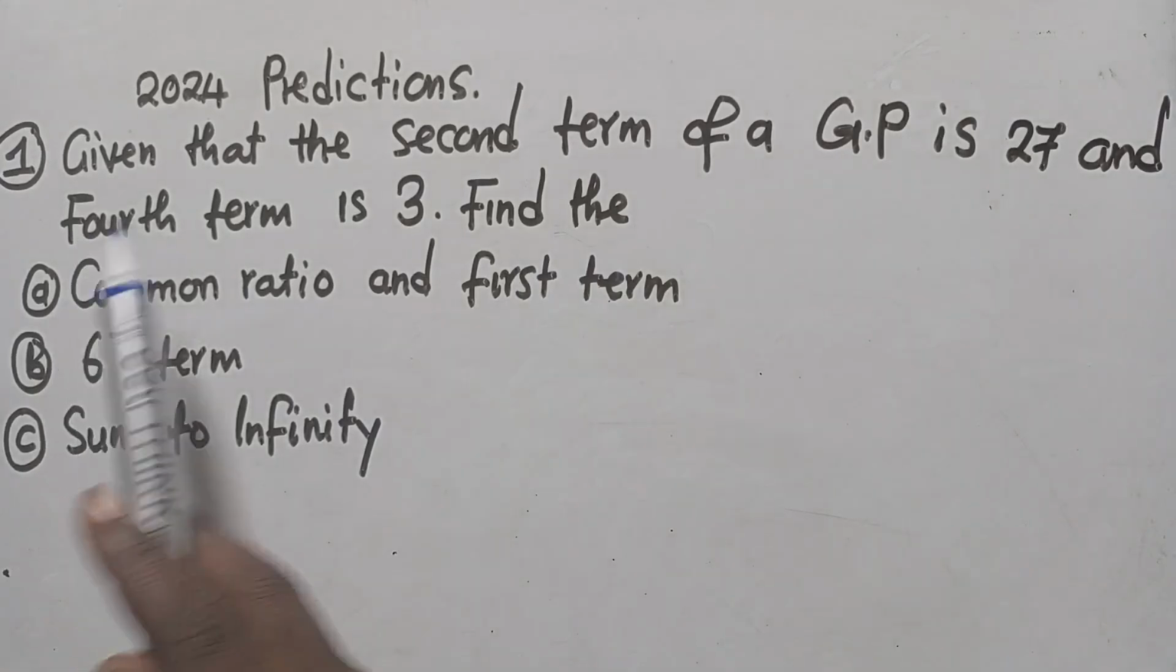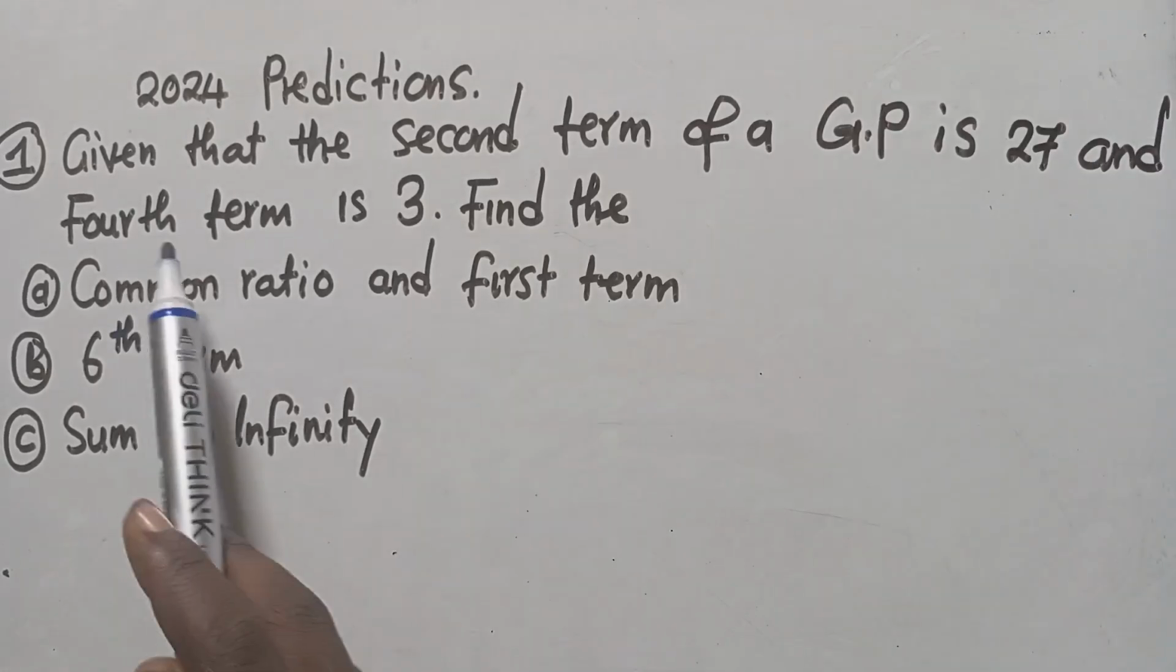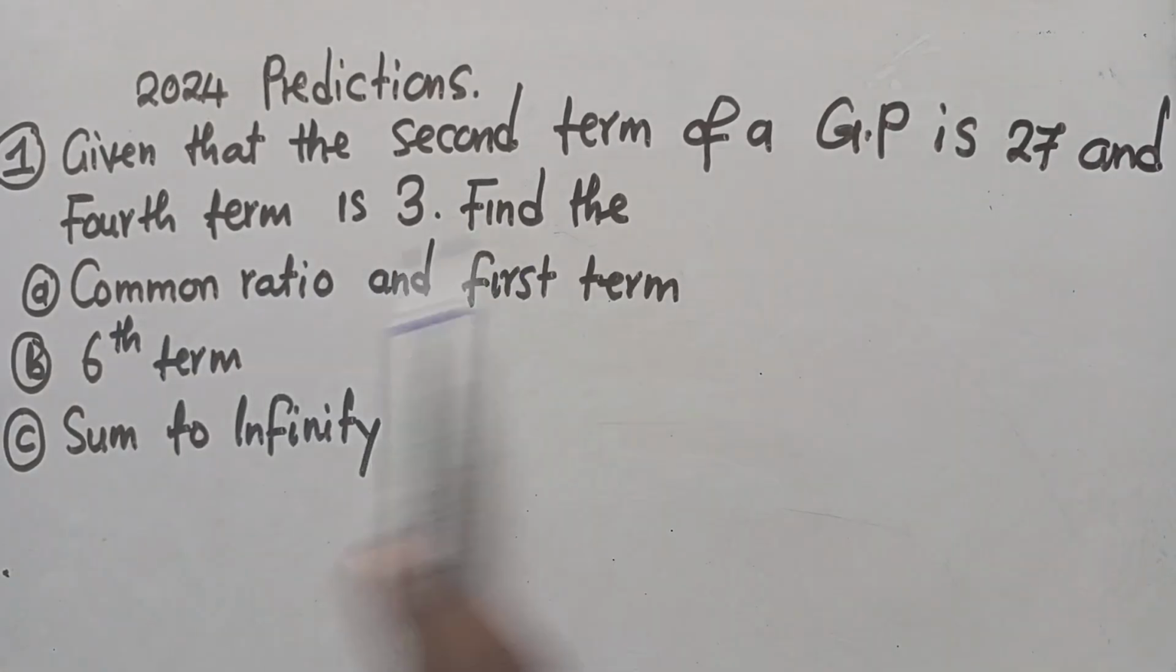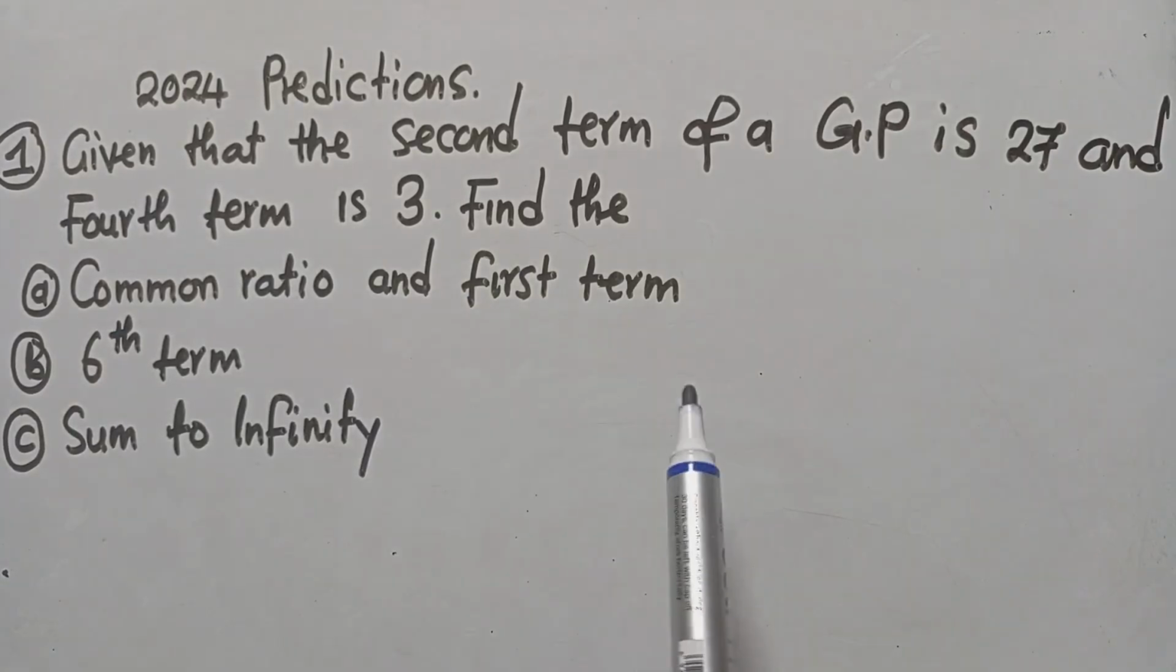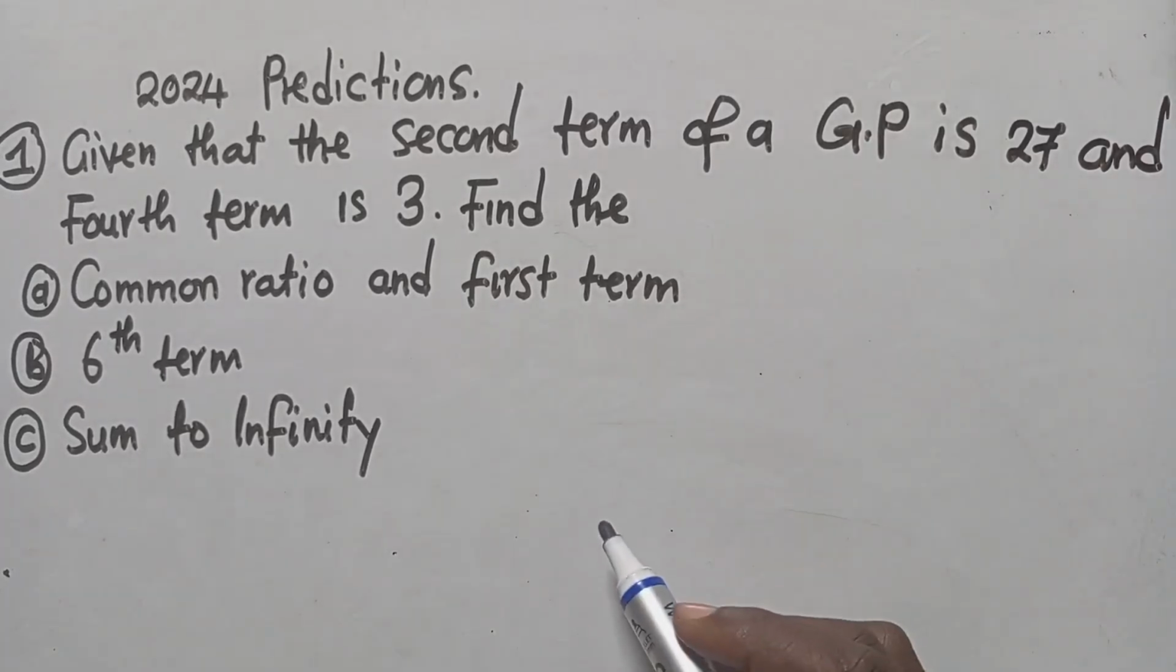The question is saying, given that the second term of a GP is 27 and the fourth term is 3, find the common ratio and the first term. These are questions that do come in an exam, so I just want you to follow me clearly and attentively, even as I teach you how to answer a question like this. How then do we answer this particular question?